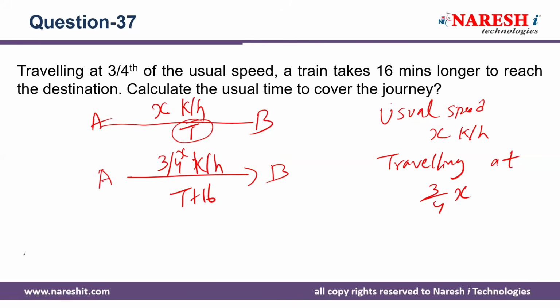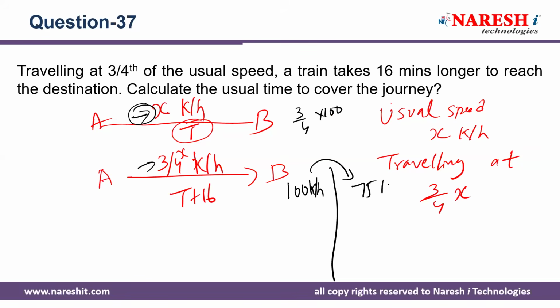I repeat again, the question is telling that if he's going at the usual speed, the normal speed, he takes some time, but if he's going at 3 by 4th of the usual speed, he is taking 16 minutes extra. So how to do? Do the same logic which I told you now. In X value, as we don't know both the speeds, you can take any value. Let's take X as 100 kilometer per hour. The other value will be 3 by 4th of 100, 75 kilometer per hour.